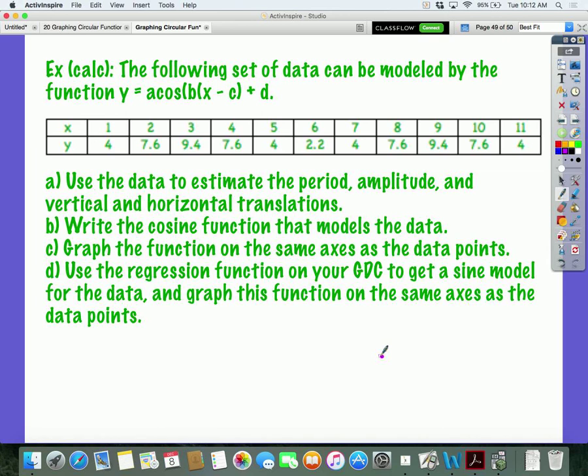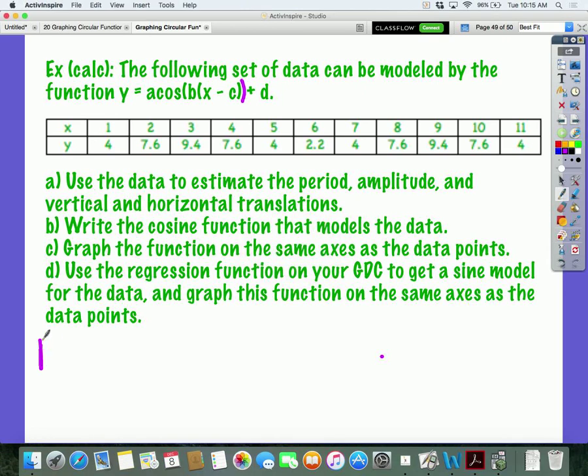The following set of data can be modeled by the function a cosine b x minus c plus d. We have our data there. It says use this data to estimate the period, amplitude, vertical, and horizontal translations. Okay, so I'm gonna give you guys like 2 minutes to figure out A. Find that information. Period, amplitude, vertical, and horizontal translations.